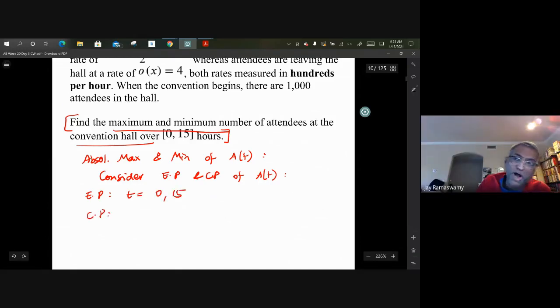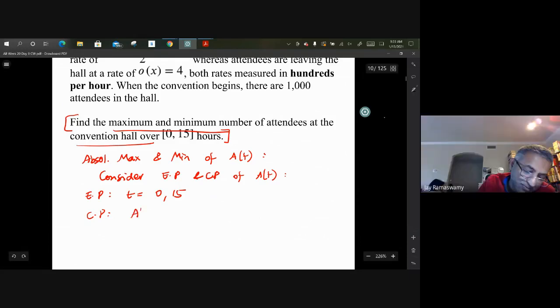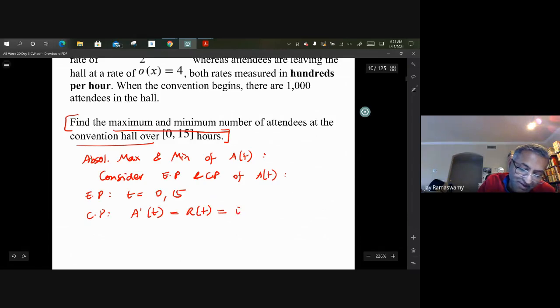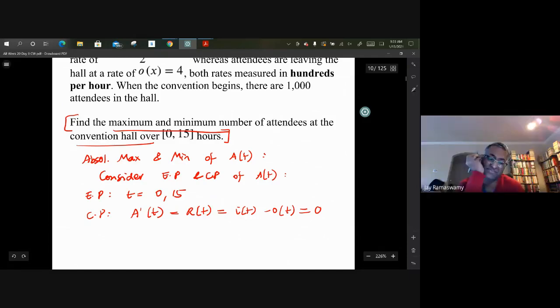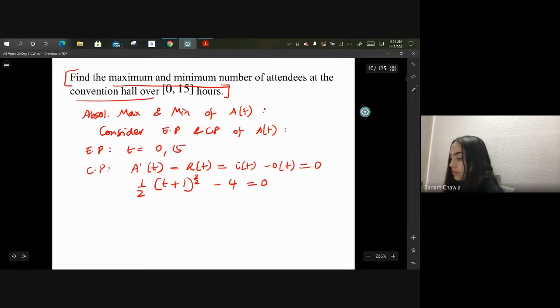Okay. How do we always find the critical point? A dash of T, which is nothing but R of T, which is I of T minus O of T, set equal to 0. Technically, 0 or does not exist, but 0 most of the time. Okay, let's do that. So 1/2 T plus 1 to the power of 3 halves minus 4 equal to 0.